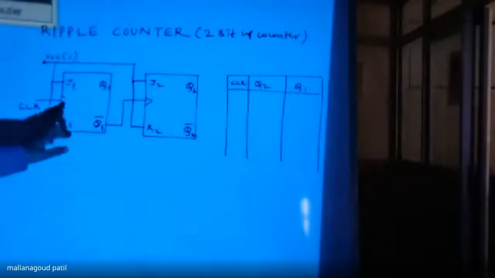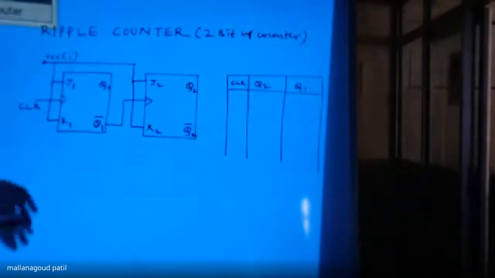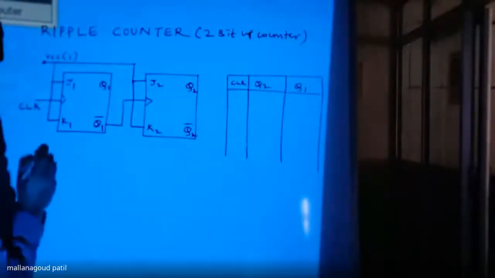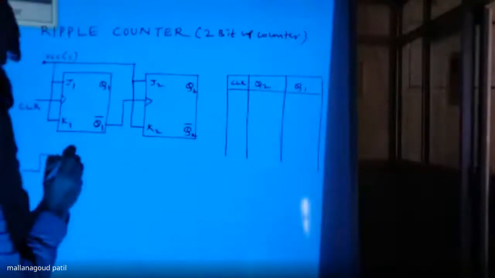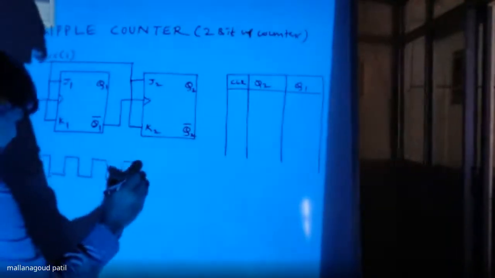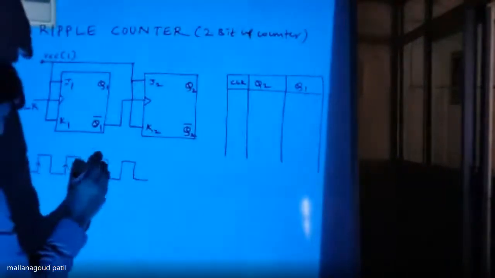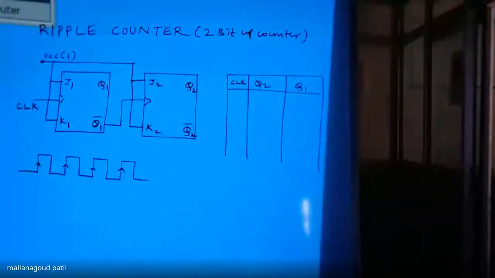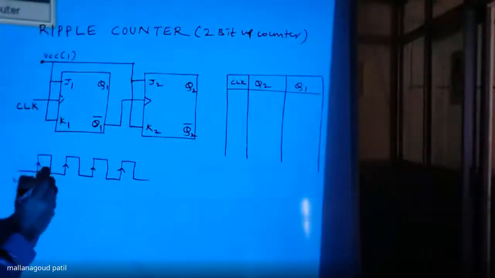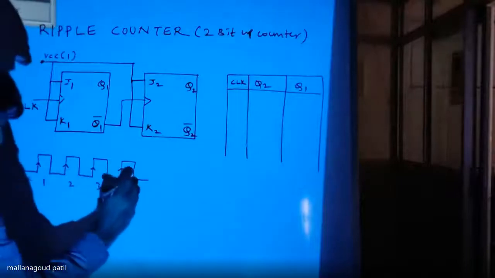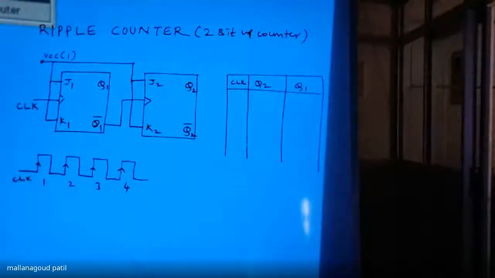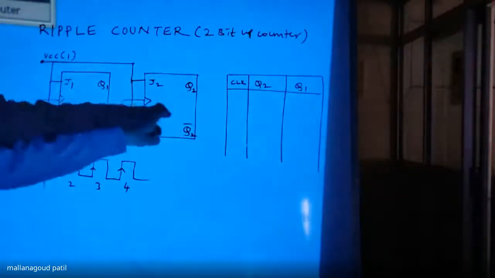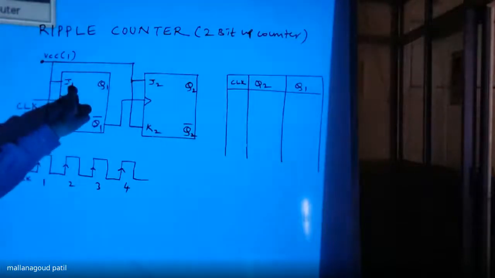Now you see here, when we consider this as a positive edge, we show here this is the clock. Then every positive clock edge, we have to highlight here. This is the positive edge. Here I can show the clock: clock 1, clock 2, clock 3, clock 4. It's a 2-bit design.